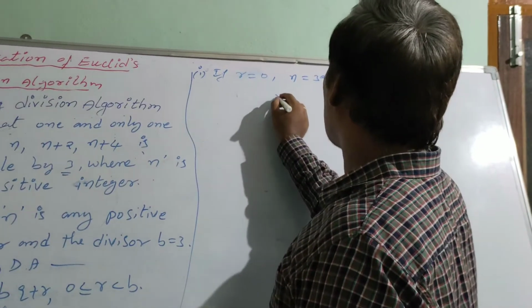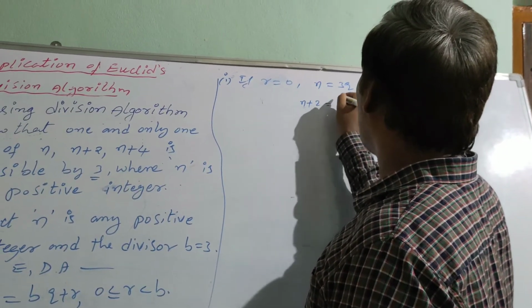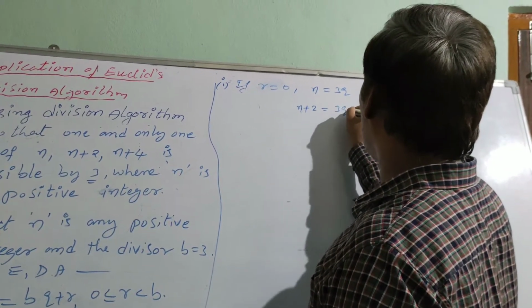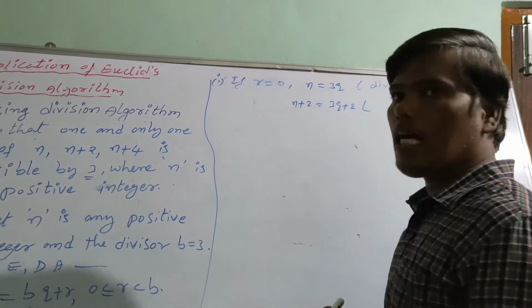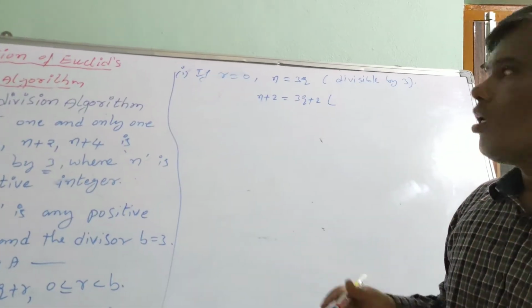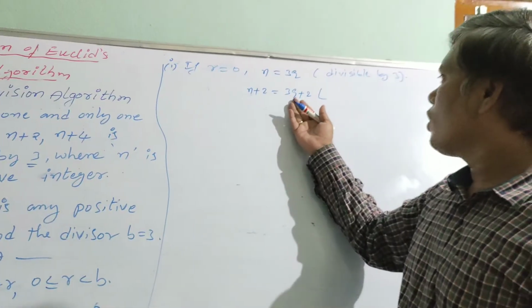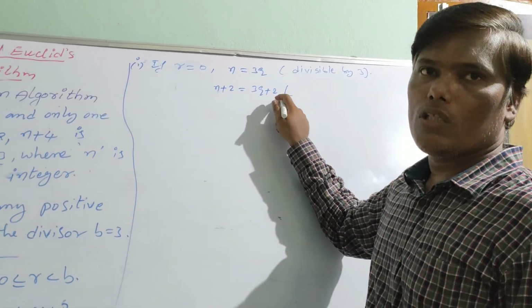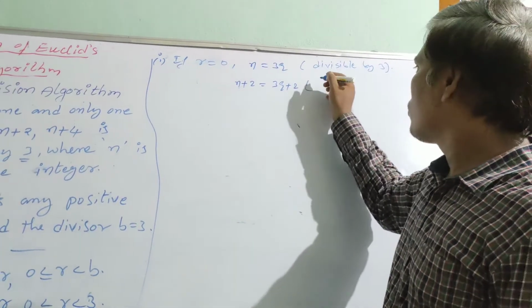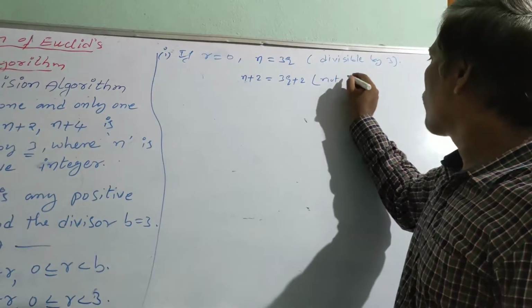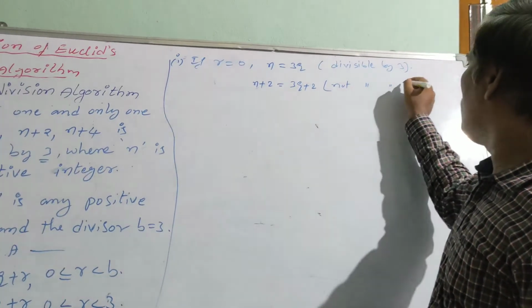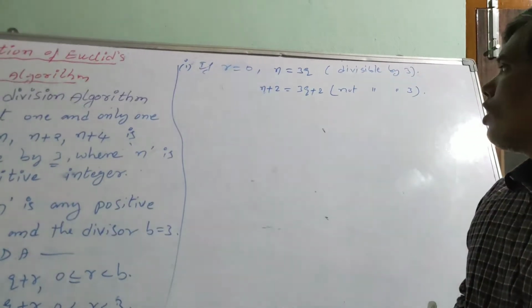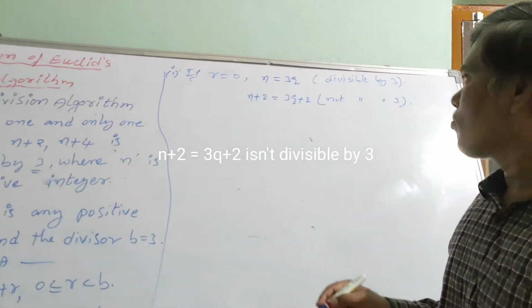What about n plus 2? If n is equal to 3q, then n plus 2 is 3q plus 2. Do you think it is divisible by 3? Absolutely not. 3q is divisible by 3, but in 3q plus 2 you can't take 3 common. You can't express it as 3 into something. So 3q plus 2 is not divisible by 3.